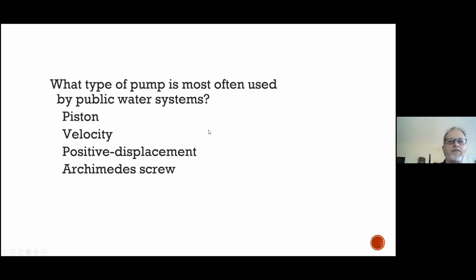What type is most often used? Well, they're looking at the velocity. Remember, velocity or kinetic, in shorthand, we talk about it as a centrifugal pump. Whereas a piston pump and the Archimedes screw pump are examples of positive displacement pumps, which are typically smaller flows and specialty applications like metering or sampling or disinfection, that sort of thing, dewatering and so on. Oh, there it is, last one.